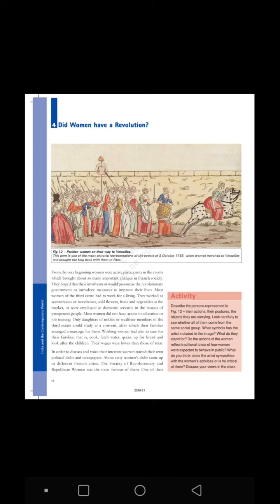Activity. Describe the persons represented in figure 12, their actions, their postures, the objects they are carrying. Look carefully to see whether all of them come from the same social group. What symbols has the artist included in the image? What do they stand for?